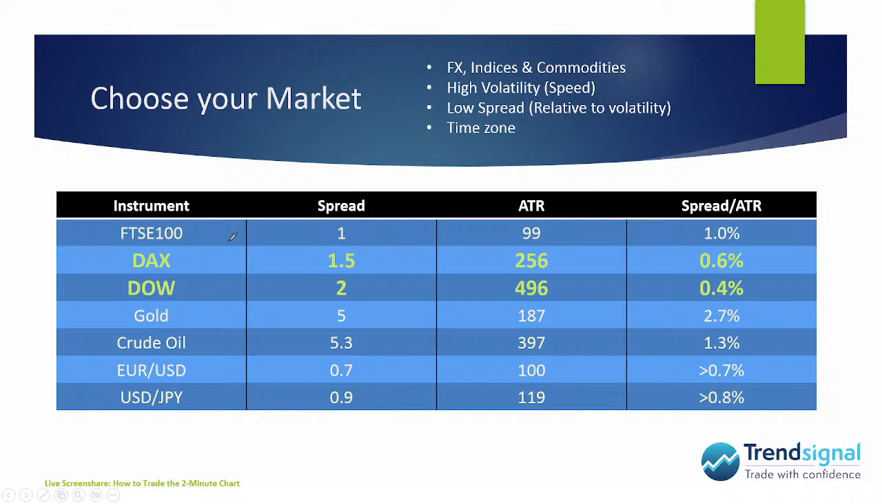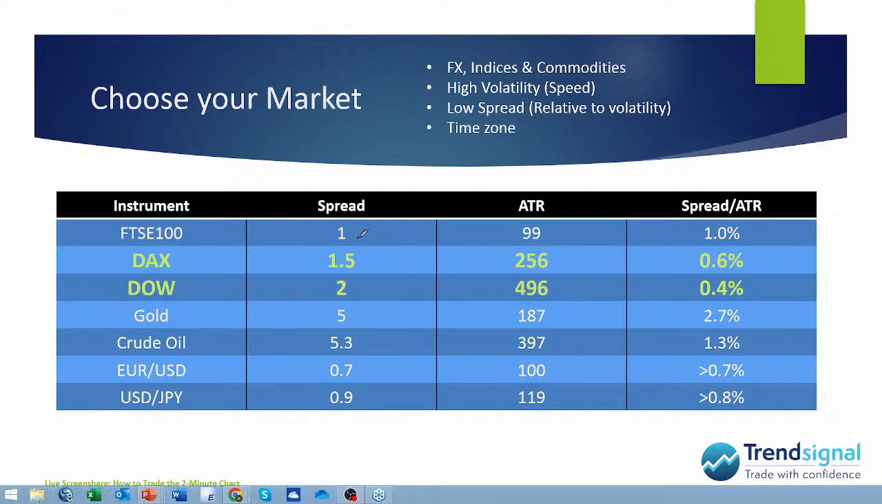FTSE 100 typically with a CFD or spread betting broker has a spread of 1. Now the ATR, the average true range of the FTSE 100 at the moment is about 99 points, as of today, which basically means 1 divided by 99 is about a 1% spread versus average true range. Okay, so it's relatively low. That's good. The DAX, typically with a lot of brokers, is a spread of around 1.5.